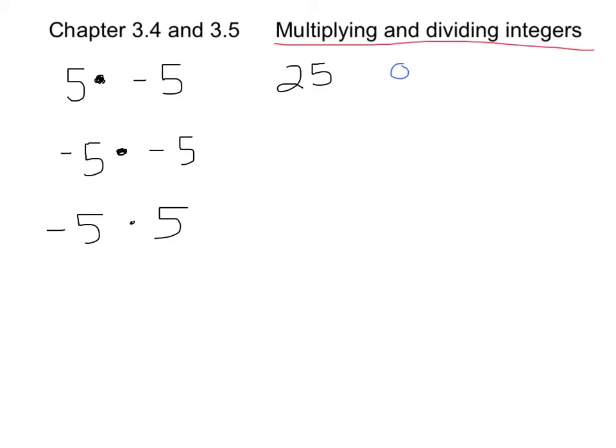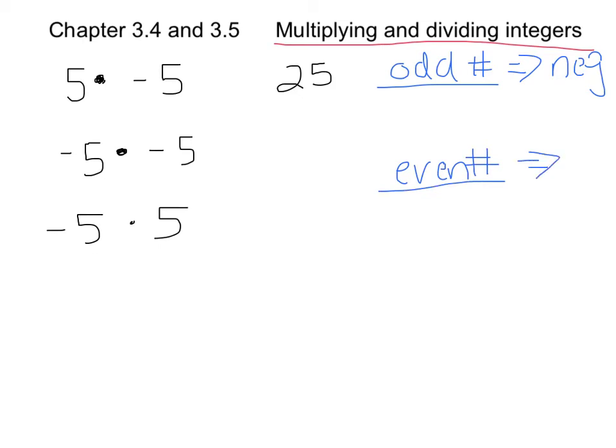So if we have an odd number of negative signs, that means the answer is negative. Okay? If we have an even number of negative signs, well, that means the answer is positive. Okay? So in this first example, 5 times negative 5, do we have an odd number of negative signs or an even number of negative signs? There's one negative sign, so that means 1 is odd and it's negative.